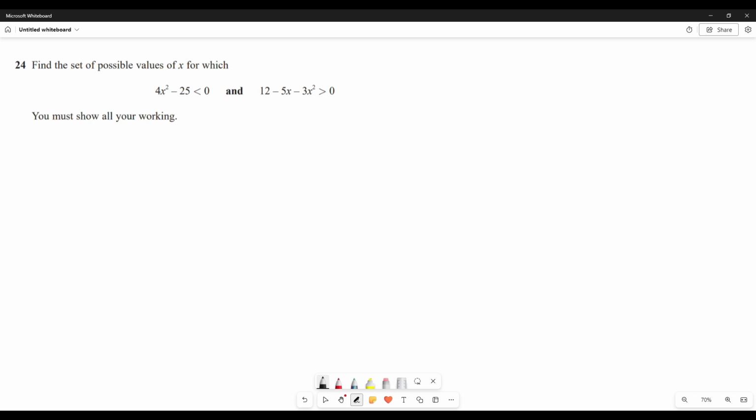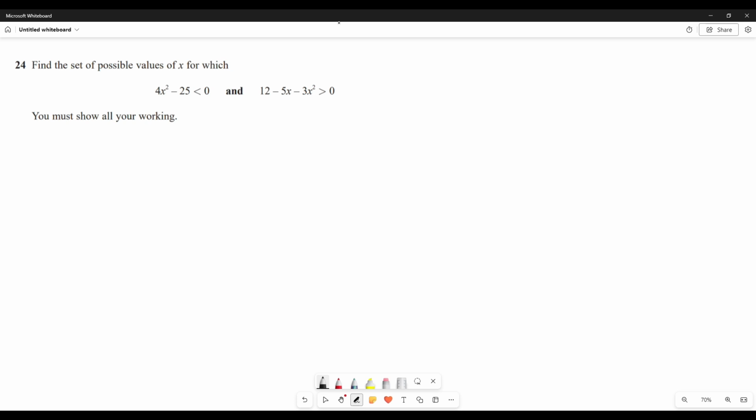Today we will be doing this GCSE question. This is a very hard question. It was the last question on the 2023 paper, so it was question 24. So this involves inequalities and quadratics and lots of complex equations. So let's get into it.